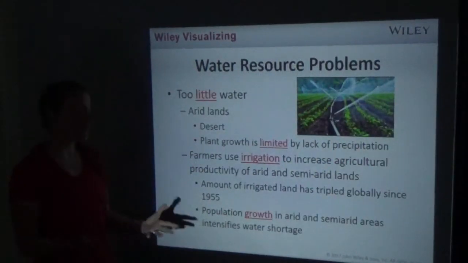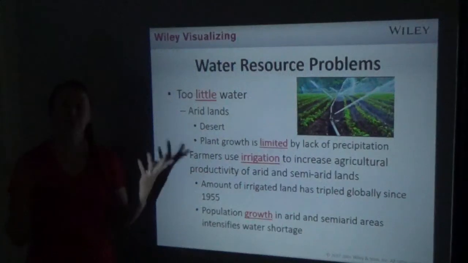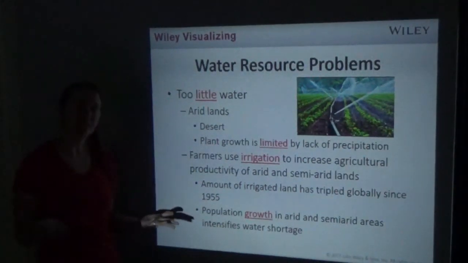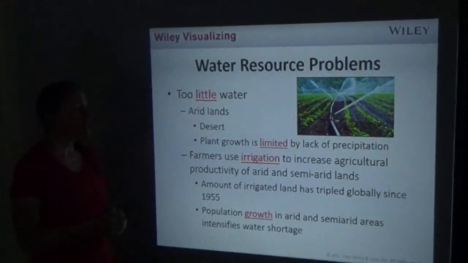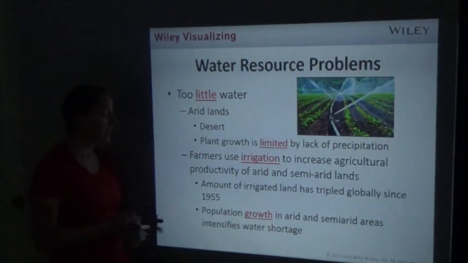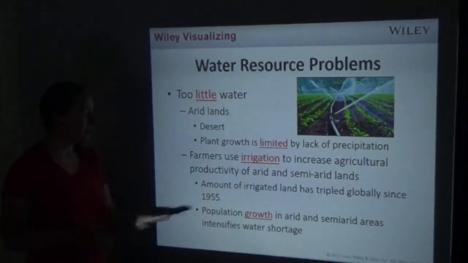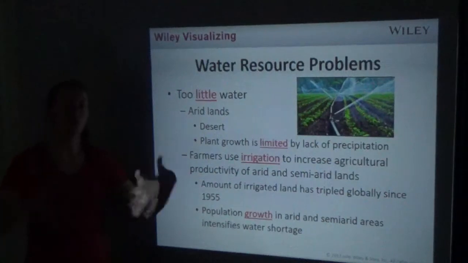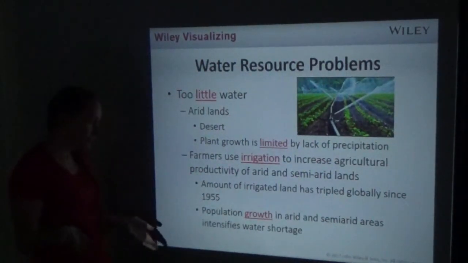So too little water, of course, is a problem. Arid lands, which are also known as deserts, just have a very low amount of precipitation, so they don't have very many plants. So it's not a great place to farm. But people who live there have to eat too. So farmers use irrigation to increase agricultural productivity of arid and semi-arid lands. The amount of irrigated land has tripled globally since 1955, which is a good thing because our population has increased, and so we need more water to water more crops to feed more people.